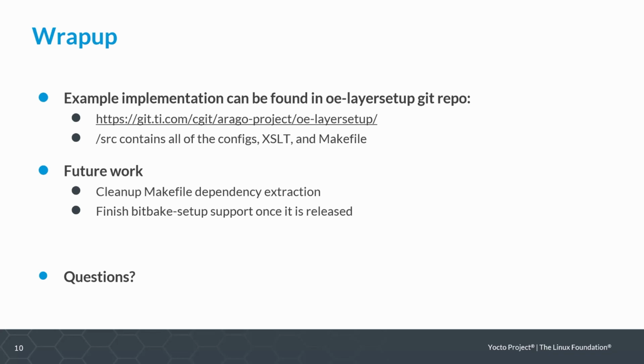One question is if you can generate Git submodules from that config. If I can generate Git submodules, no. I mean, right now the config is just meant to generate the configs for other layer setup tools. So if those other layer setup tools have that capability, then yeah, you could use those configs to do that.